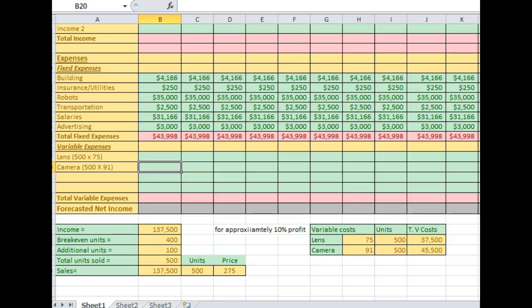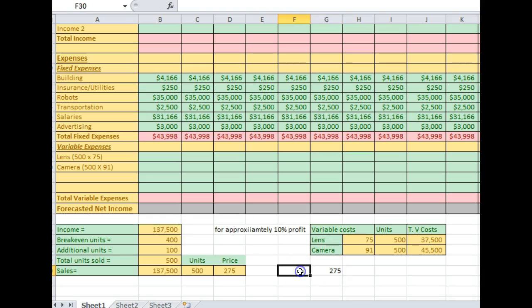Okay, let's see if I can explain this to you. You've got your numbers. Okay, you have to figure out your income. Now, to do your income, you have to figure out how many break-even units there are. And to do that, you divide the fixed cost right here by the sales. Hold on, let me show you.